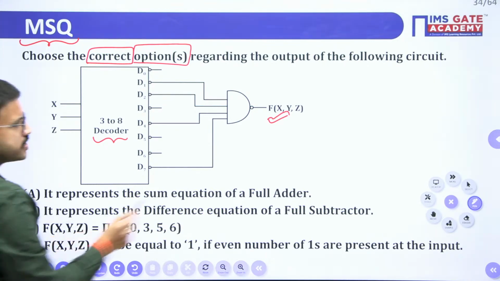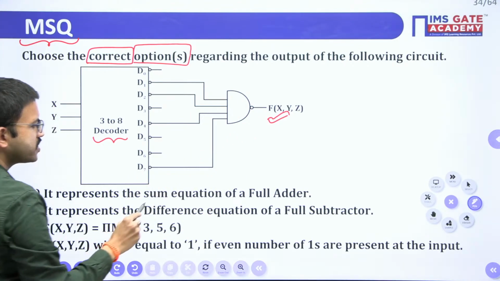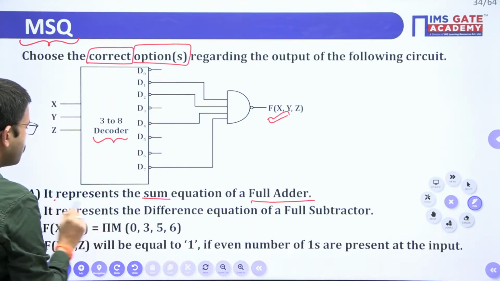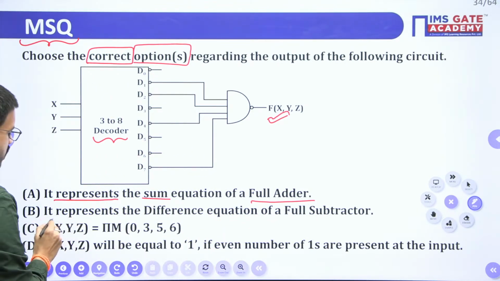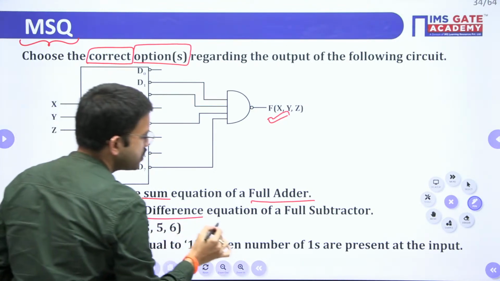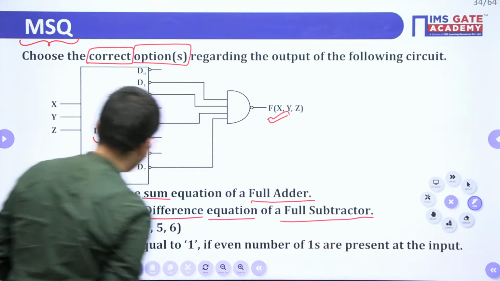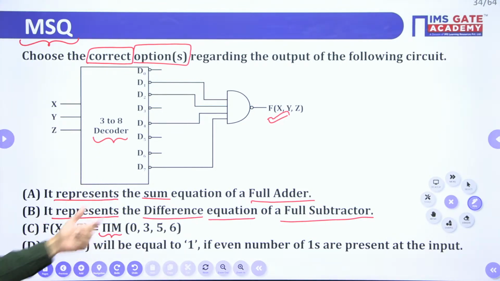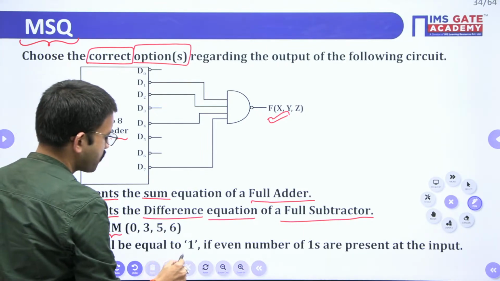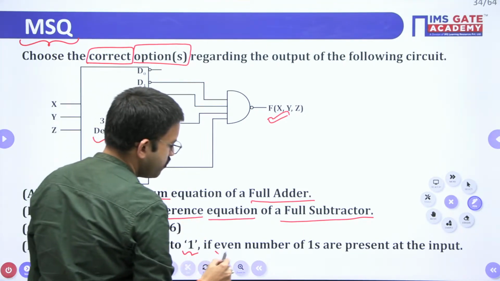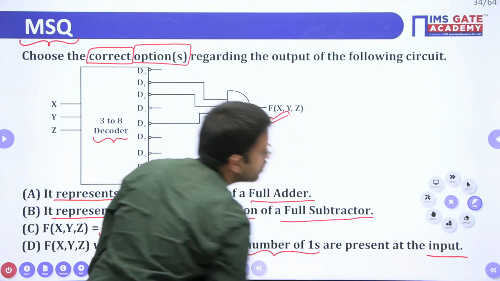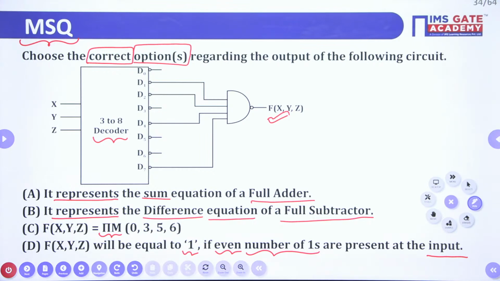Option A says this particular output is nothing but the sum equation of a full adder. Option B says it represents the difference equation of a full subtractor. Option C gives the equivalent function as a product of max terms. And option D says in terms of number of ones, the output equals 1 if an even number of ones are present at the input. So you have to choose the correct option.